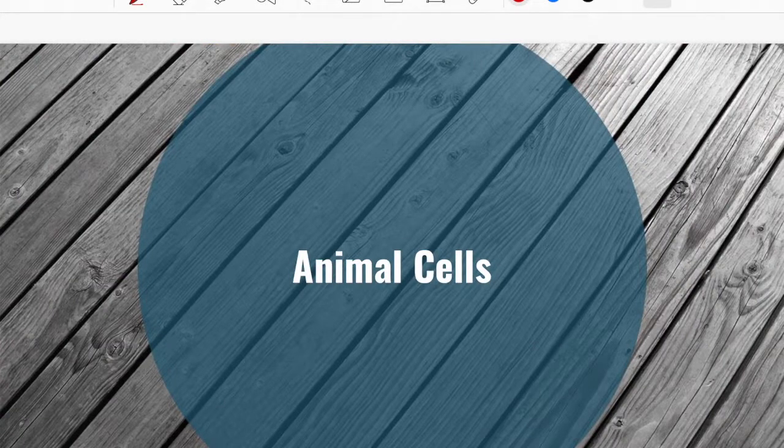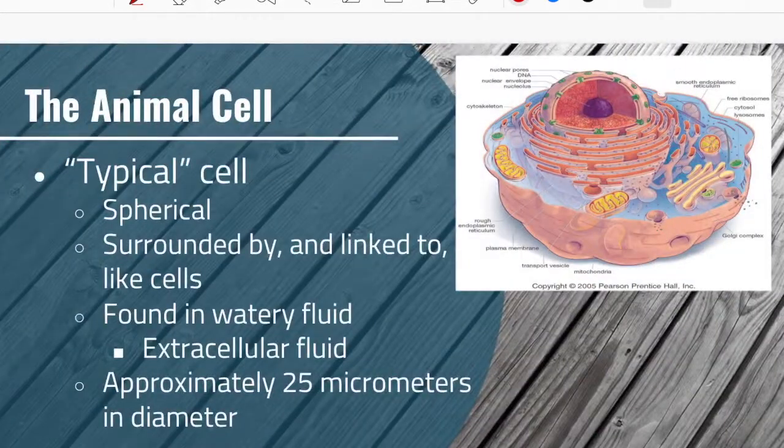All right, so specifically talking about animal cells. The typical animal cell is spherical. Now, not all animal cells are spherical. You can have animal cells that are column-like in shape, animal cells that are flat in shape, animal cells that are kind of cube in shape, and they can be spherical in shape. You talk about your red blood cells.